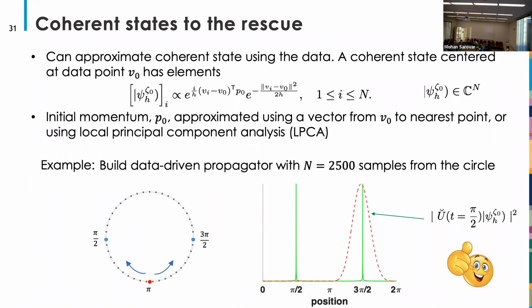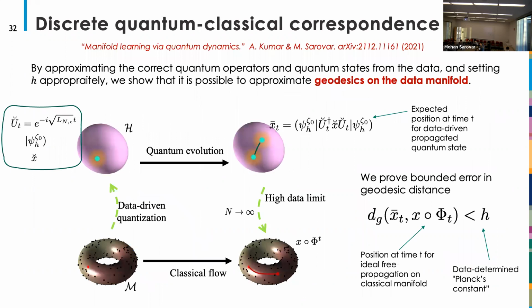So giving it the right coarsening gives you back the dynamics that you want. This is captured by what we call a discrete quantum classical correspondence, which is captured by this diagram where, by approximating the correct quantum operators and quantum states from the data and setting H appropriately, we show that it's possible to approximate geodesics from the data.